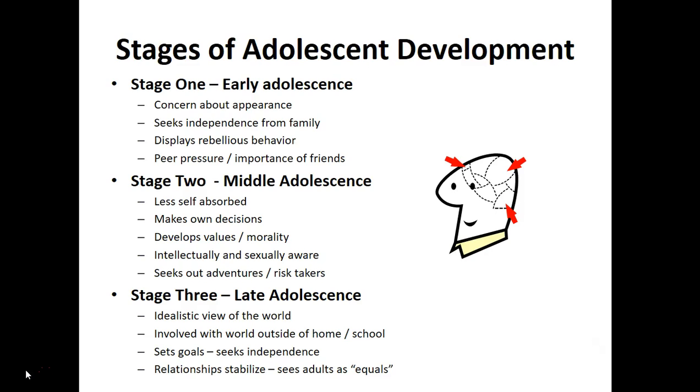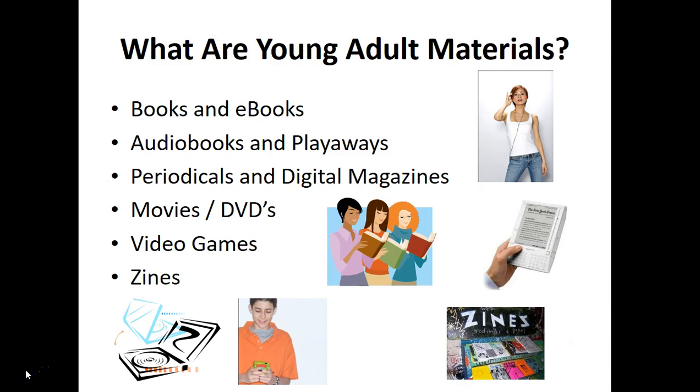Stage 3, late adolescence. They have an idealistic view of the world, which is why my older son is going to be a teacher, or he thinks he is. Anyway, gotta help him. Involved with the world outside of home and school. They definitely want to get away from their parents. They set goals. They seek independence. And relationships stabilize. They see adults as equals. That's amusing to me with a college freshman. Anyway, yes, they do stabilize somewhat, and they start seeing their parents or other adults as less stupid. That's nice.